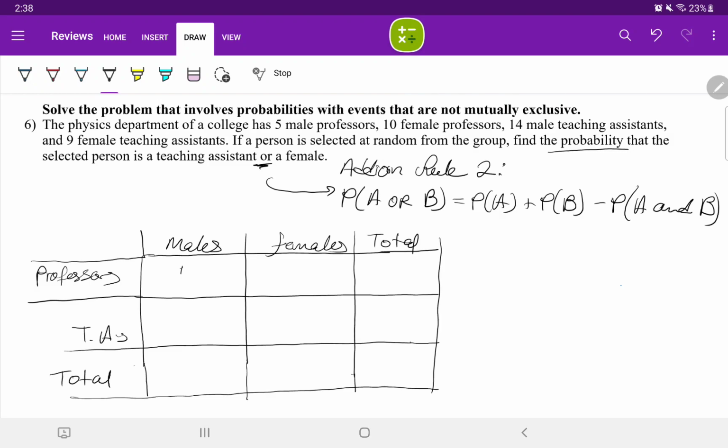So we have 5 male professors. We have 10 female professors, which means we have a total of 15 professors. We have 14 male TAs and we have 9 female TAs, which means we have a total of 23 teaching assistants. 15 plus 23 is 38. So that means there are 38 faculty/staff members of the physics department. We have 19 males and we have 19 females. 19 plus 19 is 38.